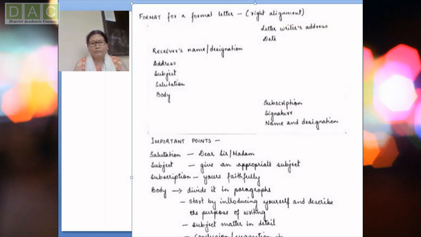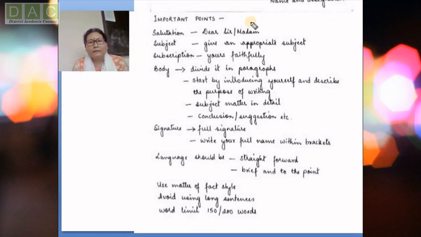After discussing these formal and informal letters, we need to know some of the important points, since we have come to know the difference between the formal and the informal. You can write your informal letter the way you want to, but a formal letter is always written in a strict manner. We need to follow something. So here are some of the important points. Now let us look into it.